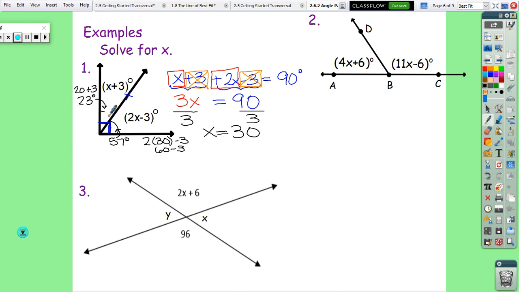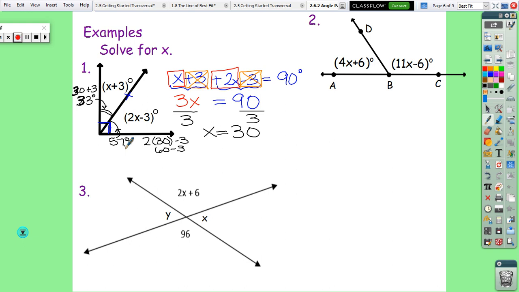So this angle is 57, this angle is 23, and if we take 23 plus 57, ooh, did I do that right? We should get 90, but that's only coming out to 80, isn't it? Oh, that's because this should be a 30. Whoops-a-daisy, so this should be 33 here. All right, so 33 plus 57 is 90. Much better. I'm sure you guys caught that.